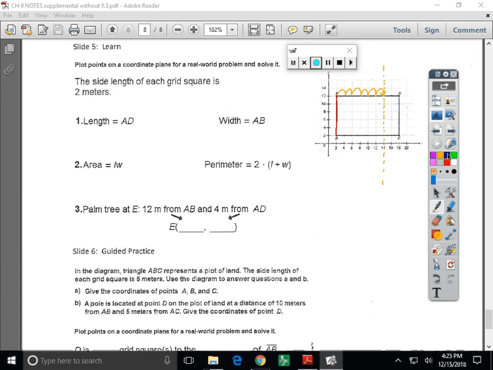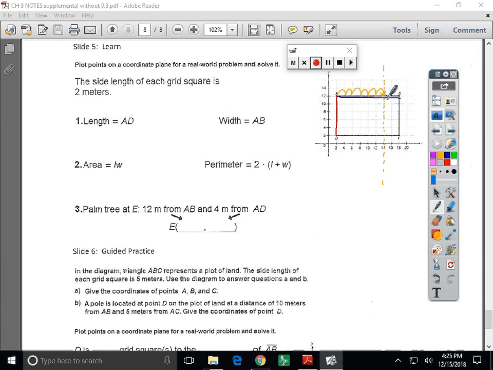So I'll try to use a different color here. AD is this top edge. We found that before, didn't we? And we're talking about 4 meters away. So I could probably move upwards 4. I could move downwards 4. It doesn't tell me a whole lot of information. So I'm going to trust that they're talking about putting this inside the fence.